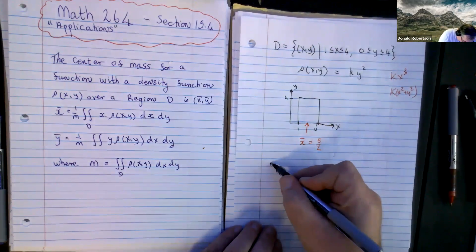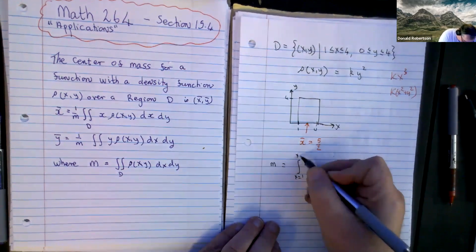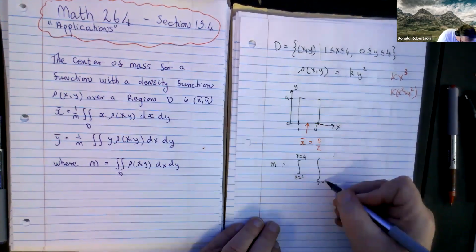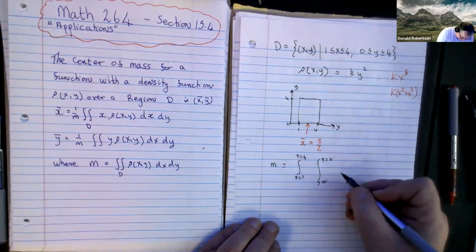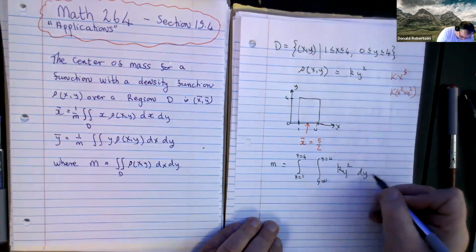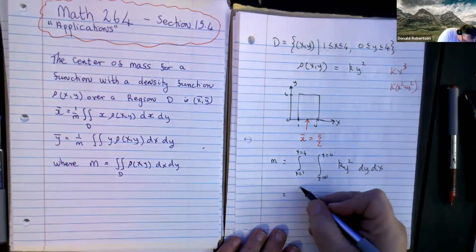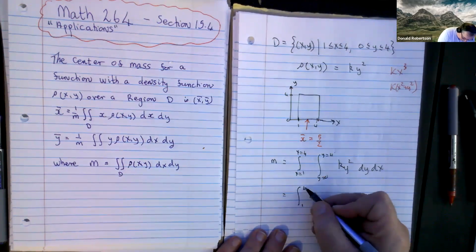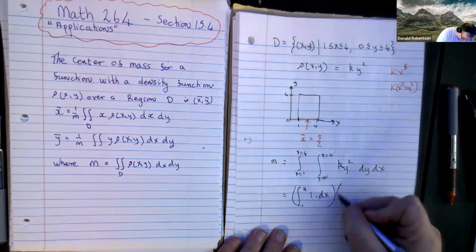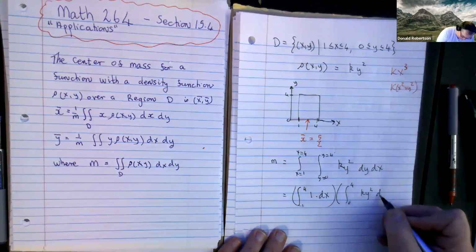So the mass then is the integral from x equals 1 to 4, y equals 0 to 4, of the density function dy dx. And oh, I can do a variable separable. There's the x, and there's my y.